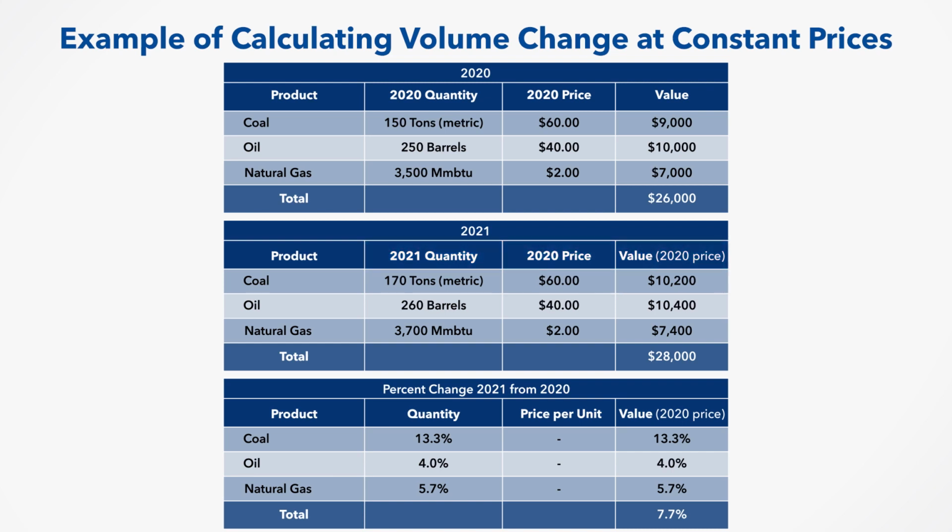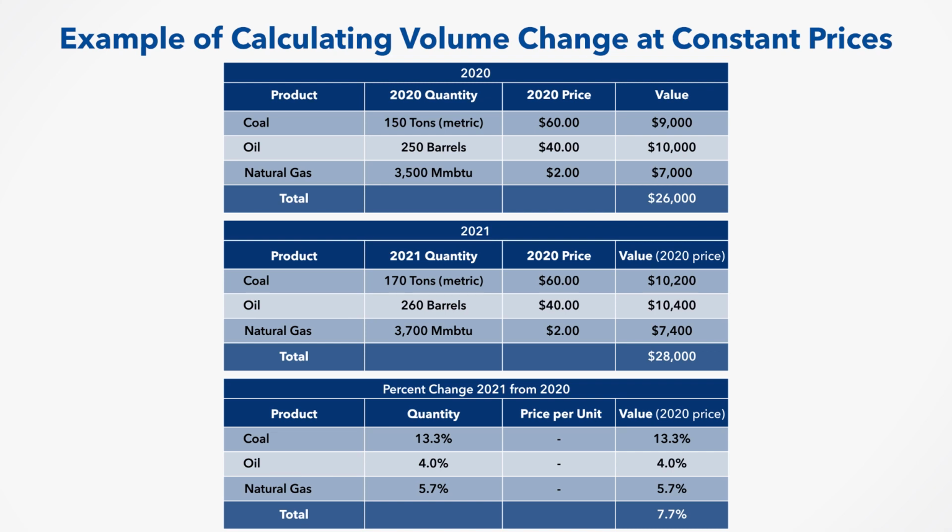For oil, the 2021 quantity of 260 barrels, when valued at the 2020 price of $40 per barrel, is 260 times $40, which equals $10,400. Thus, when we value the quantities for 2021 at their 2020 prices, only the quantities have been allowed to change, and the prices have been held constant.